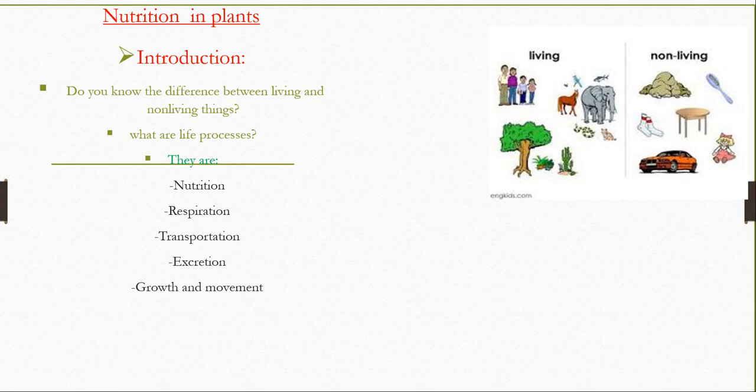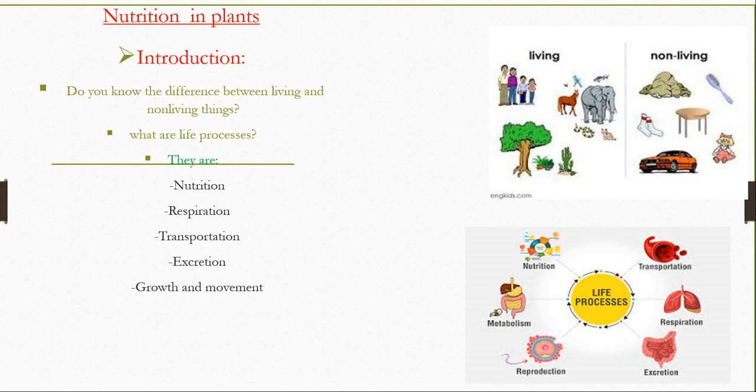What is nutrition, children? Nutrition is nothing but obtaining food or taking in food. And what is respiration? It is nothing but exchange of gases. What is transportation? Transportation of absorbed nutrients throughout the body from one place to another place. What is excretion? Removal of waste from the body. You know what is growth and movement. Growth is what we observe from a child to an adult, whereas movement is observed when a person moves from one place to another place.